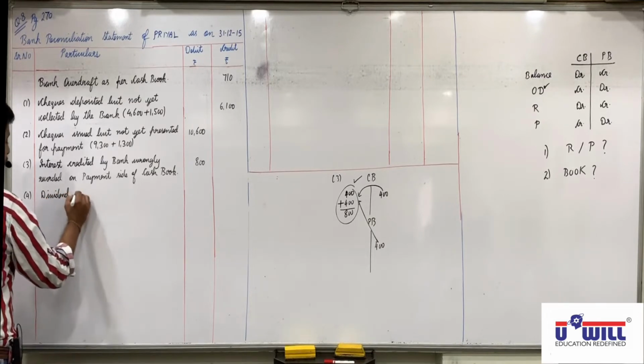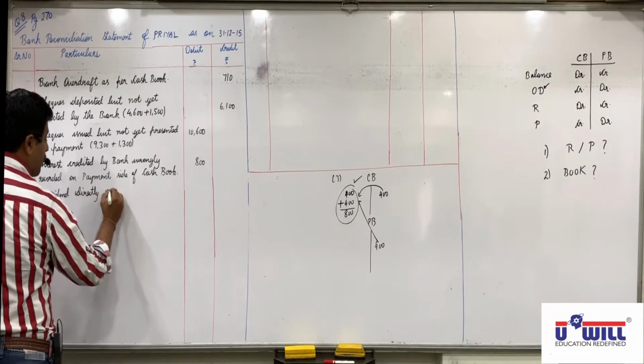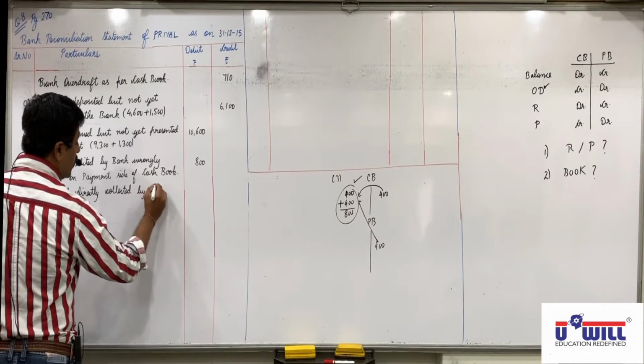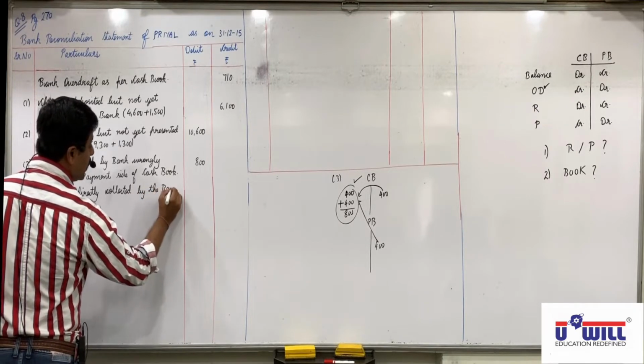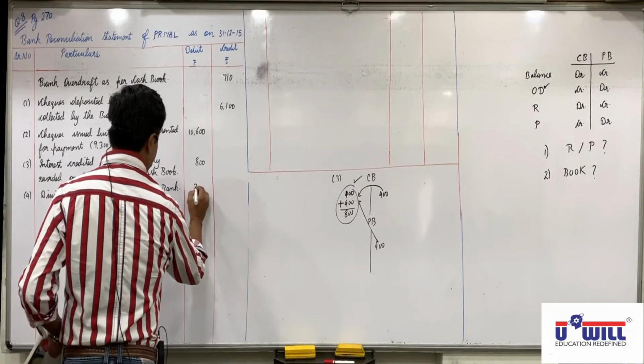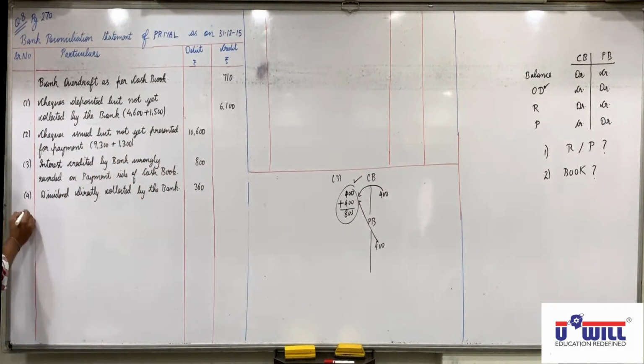Dividend directly collected by the bank. Dividend directly collected by the bank. So we will debit 360. Any doubts up till here? Then next.